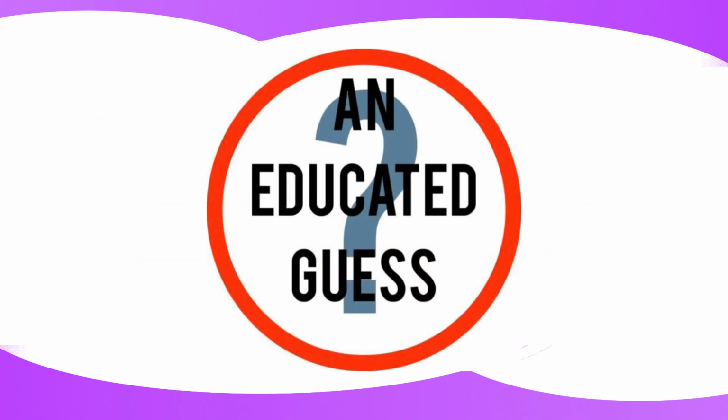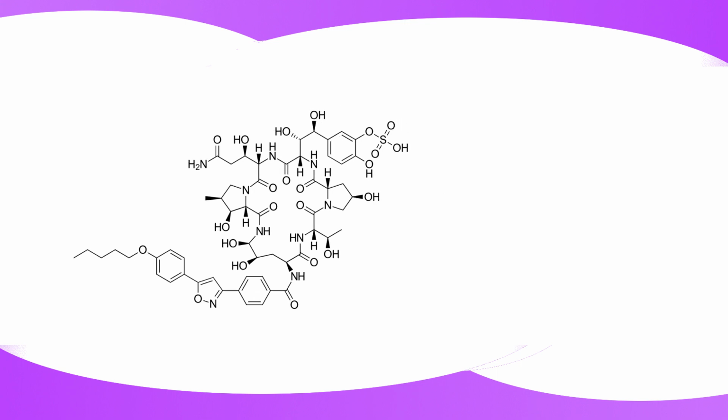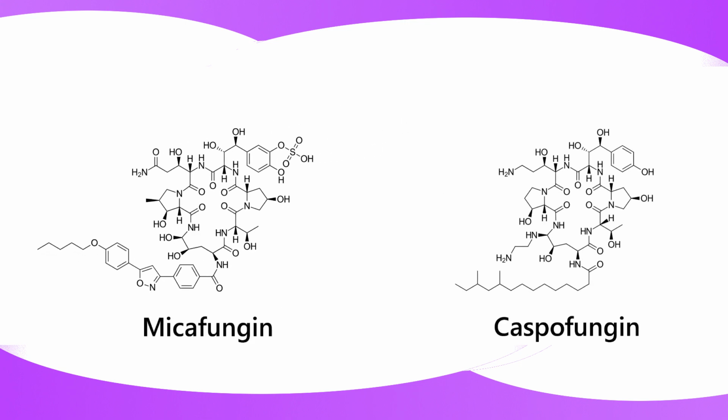However, if I had to make an educated guess, I would say that it is because mycofungin has an oxysulfonic acid component, which you can see here at the top right corner of the molecule. This would allow for more complete dissolution in the dextrose solution, compared to the structure of caspofungin, which has a hydroxyl group, which is slightly less hydrophilic in the same place. That's just an assumption I'm making though.